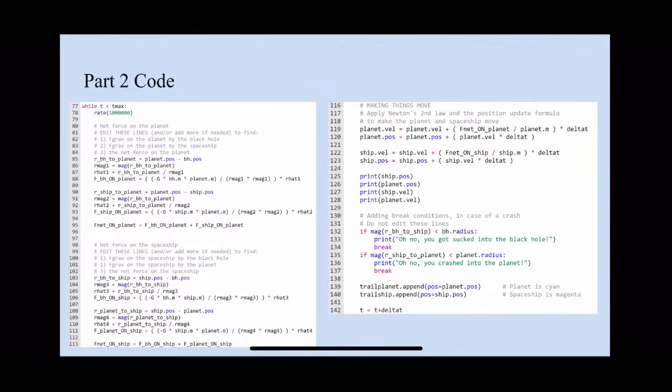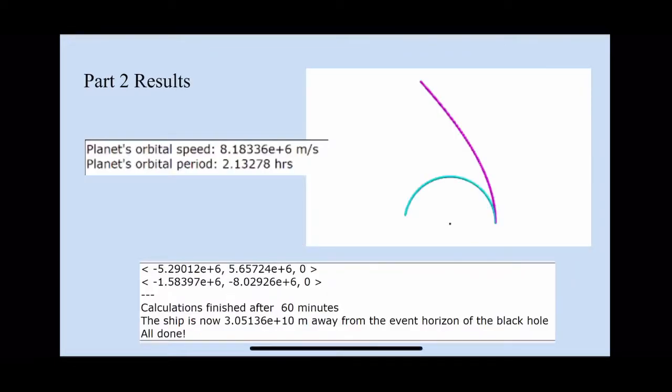I used the information from finding the net force previously in the code and applied Newton's second law in the position update formula to find the next positions and velocities of the ship using the code shown on the screen here. These are my visual and numerical results of Part 2 of the lab. As you can see, there were some issues where the spaceship got out of orbit, so that is accounted for as a possible error in the lab.